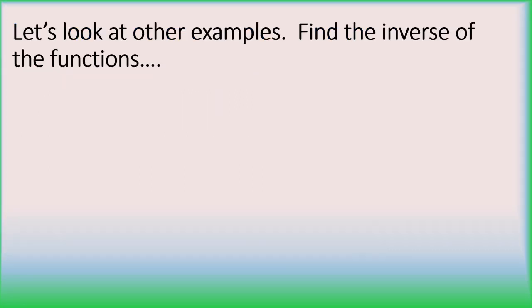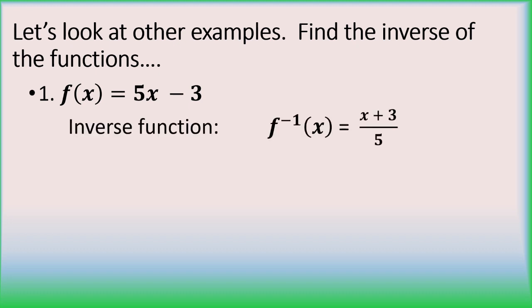So find the inverse of this function. f of x is equal to 5x minus 3. Notice that our last operation here is minus 3. Therefore, to x we add 3. And this one is multiplied by 5. So to the whole thing we divide it by 5. So the inverse of the function will be x plus 3 all over 5.